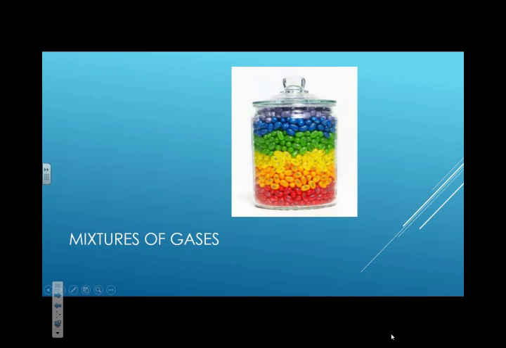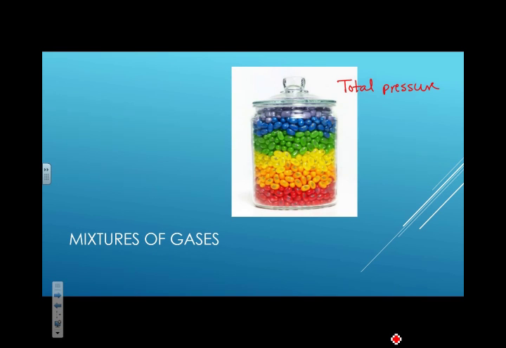So when we think about a mixture of gases, which is what Dalton's law is going to tell us about, it's helpful to think about something that's on a bigger scale. So I have this picture of a container of jelly beans, and we know that pressure comes from particles colliding with the sides of the container. And so we could say that the total pressure from this container has to come from the pressure of all the jelly beans, right?